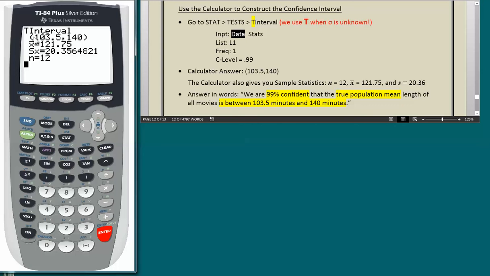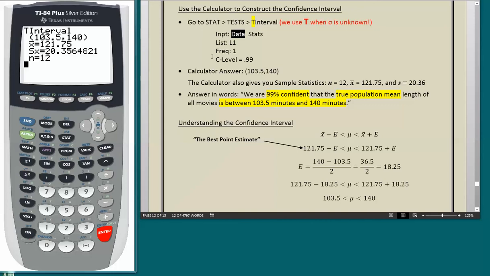And here is our confidence interval right there. That is the answer to the question, and I've typed it out here. 103.5 is the low end of the confidence interval. 140 is the high end of the confidence interval. Notice the problem didn't ask us for this, but the calculator gave us our sample statistics: n, x bar, and s. n equals 12, x bar equals 121.75, and s equals 20.36. If we need to state our solution in words, we would say, we are 99% confident that the true population mean length of all movies is between 103.5 minutes and 140 minutes.